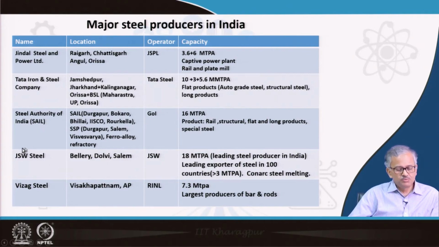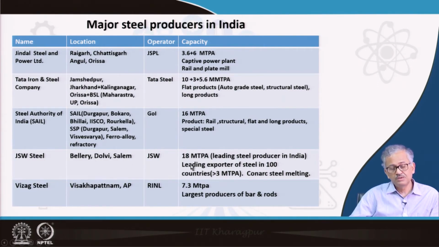And then comes JSW Steel. Jindal Steel is also Jindal Steel and Power Limited. This is JSW Steel, also operated by JSW, and they have units in Bellary, Karnataka, then Dolvi in Maharashtra, and Salem in Tamil Nadu. They have three major plants.